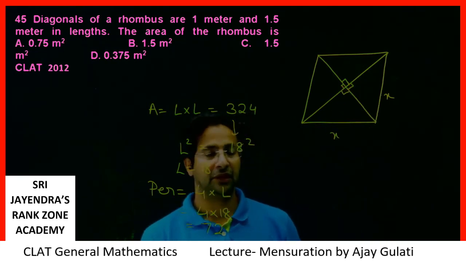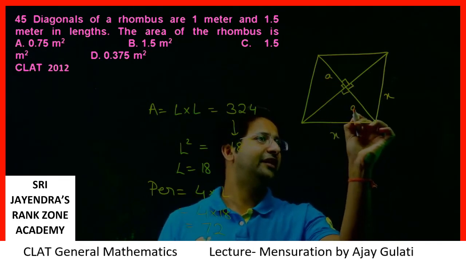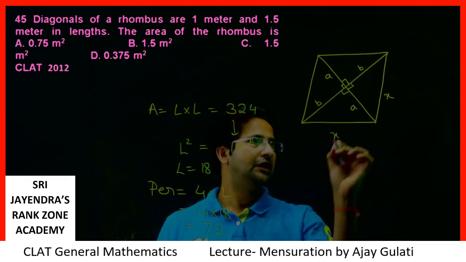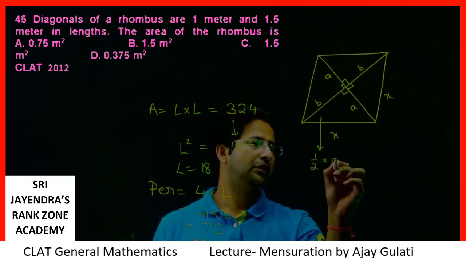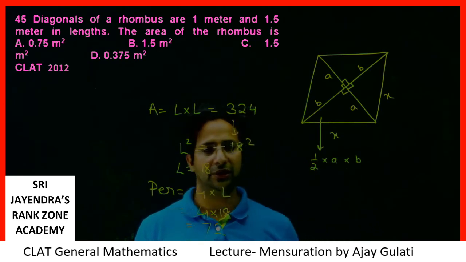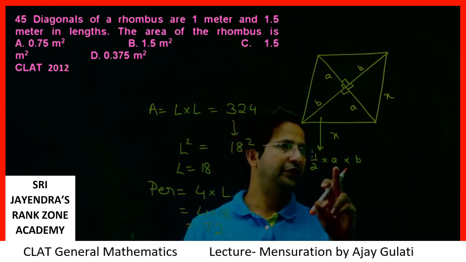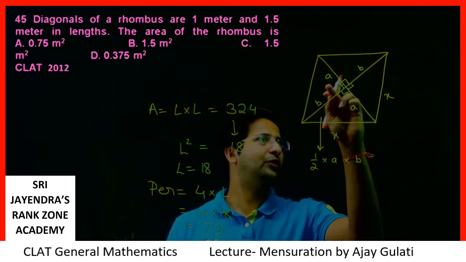90 degree. If this is A, this is A, half, this is B, this is B. Area of any one triangle will be what? Half into A into B. What is the area of any one triangle? Half into A into B. Why? This is base, this is height, so half into AB, again half into AB, half into AB.